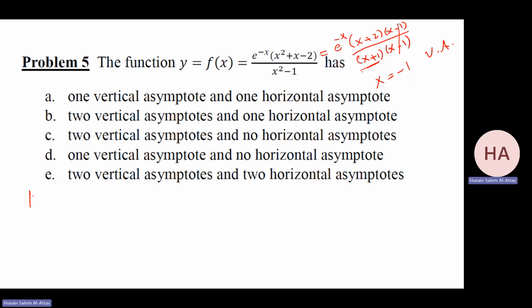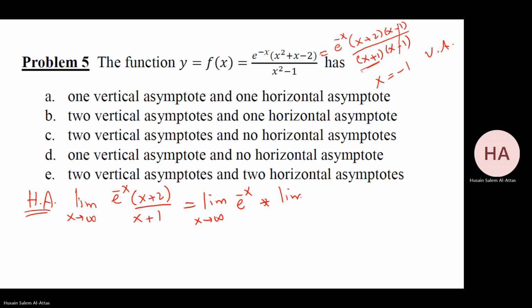Now for the horizontal asymptotes, we need to be careful. I need to check the limit as x goes to infinity for this function. The best way to deal with it, to see it easily, also for the other one, is to split it. This is 1, same degree, and this is e to the power minus infinity, which is 0. So 0 times 1, which is 0. So for sure, I have one horizontal asymptote.